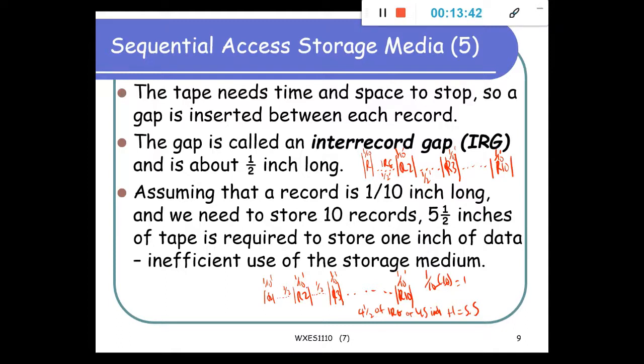But you see here, the space is wasted just to cover the gap. You need 4.5 inches of gap to cover only 1 inch of data. So this is really inefficient use of the storage medium. This is what we call the individual record.